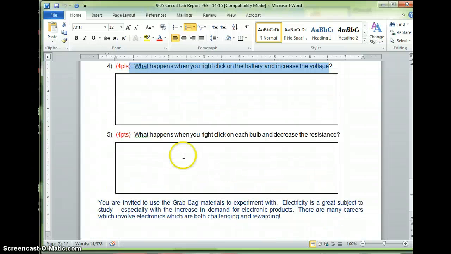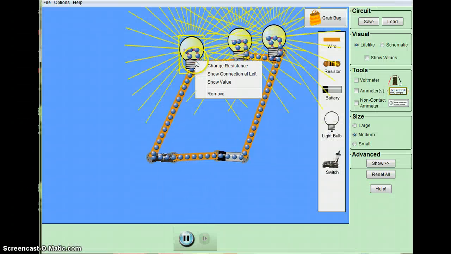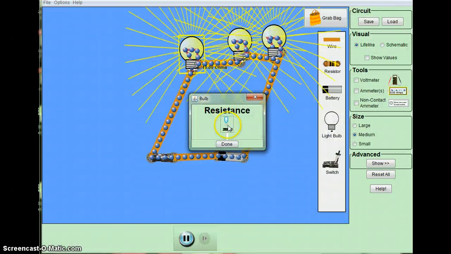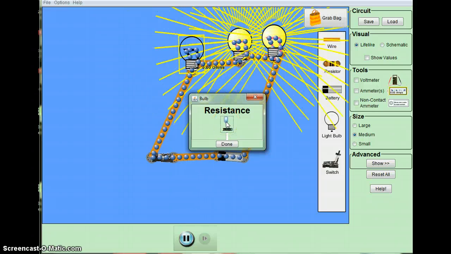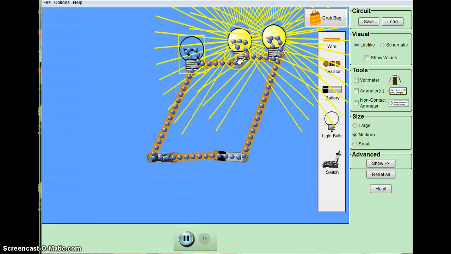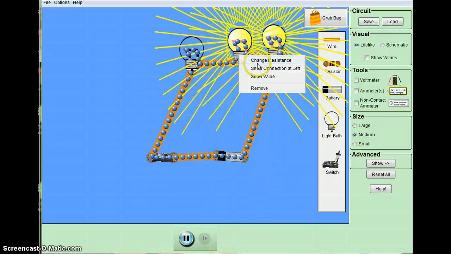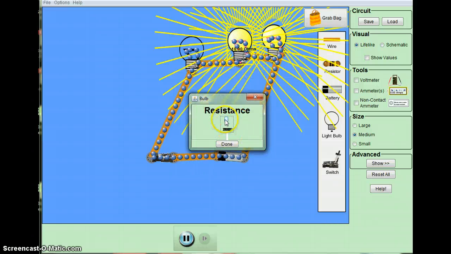The next question says, what happens when you right-click on each bulb and decrease the resistance? So I'm going to right-click on this and I'm going to change the resistance. I'm going to decrease it. Oh, look what happened when I decreased it. Okay, I'm going to see what happens when I decrease this one. I just slide it to the left.